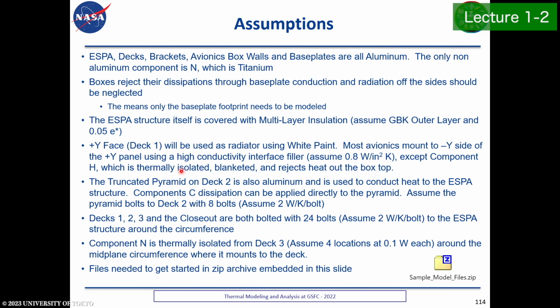Decks 1, 2, and 3 and the closeout are all going to be bolted around the perimeter with 24 bolts. We'll assume 2 watts per K per bolt to the ESPA structure, so it's well coupled. Component N is going to be thermally isolated from the deck. We're going to assume we need heaters there, so we've got 4 locations there, 0.1 watt per K each, around the midplane.